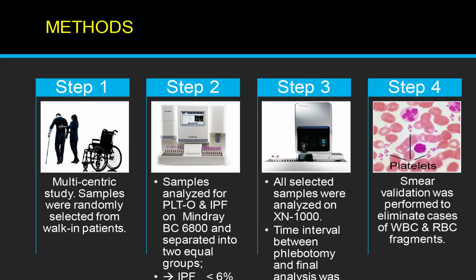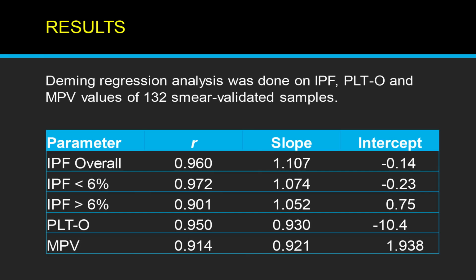So we analyzed both optical platelets and IPF on both the analyzers and we segregated the groups into two equal halves, IPF less than 6% and IPF more than 6%, because around 6 to 7% was our cutoff. We wanted to do a Deming regression. In an ideal Deming regression, you need 50% normal and 50% abnormal patients. All selected samples were analyzed on XN-1000 within a time interval of 6 to 8 hours because, as you know, IPF has sample integrity issues also. And smear validation was performed to eliminate cases of both WBC and RBC fragments.